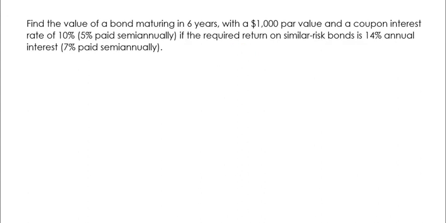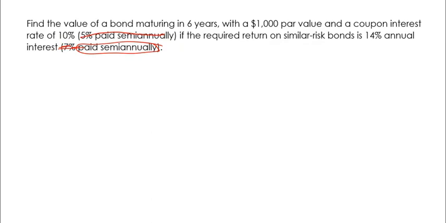Okay, so let's find the value of a bond maturing in 6 years. It's a $1,000 par value. The coupon rate is 10%. It pays semi-annually. And the required return is 14%. So sometimes this stuff is thrown in here. You don't really need to know any of that, except you do need to know that it's paid semi-annually. So it's compounded semi-annually.